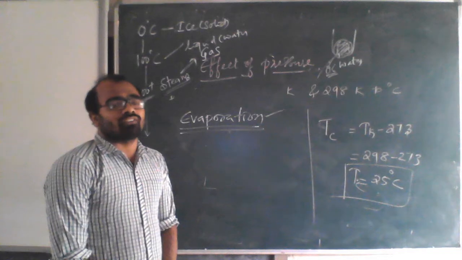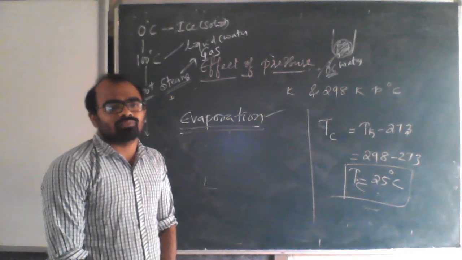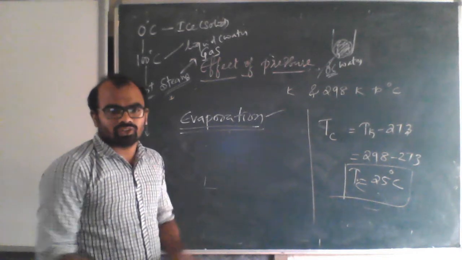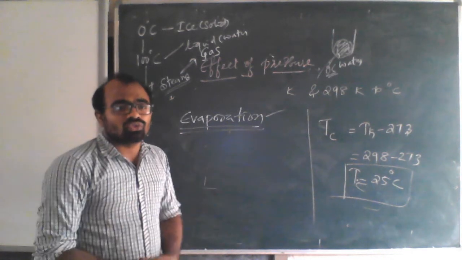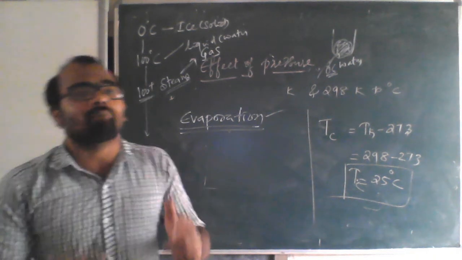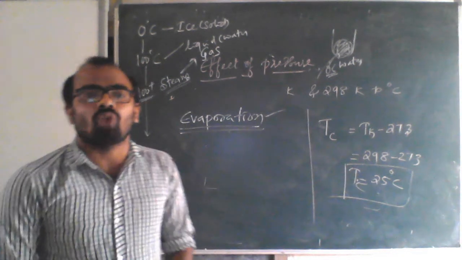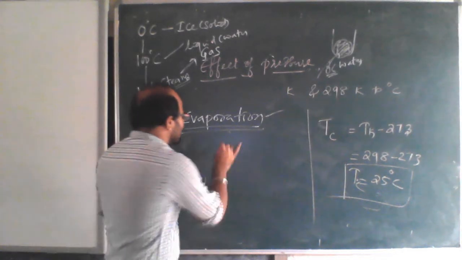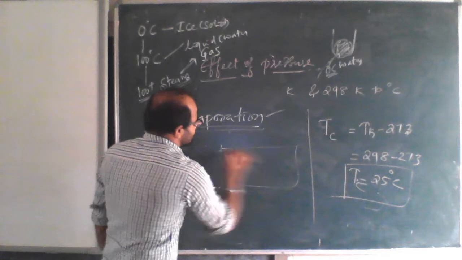Suppose after washing your clothes, you hang them outside, so the wet clothes will become dry. How does it happen? It happens because of the process called evaporation. Evaporation is a surface phenomenon. It happens only at the surface level.